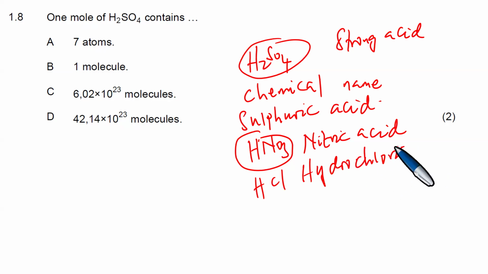Hydrochloric acid. Okay, right. So, 1 mole of H2SO4 contains what? Does it contain 7 atoms, 1 molecule, 6,02 times 10 to the 23 molecules, or 42,14 times 10 to the 23 molecules? Anyone who thinks of the answer here, what do you think?